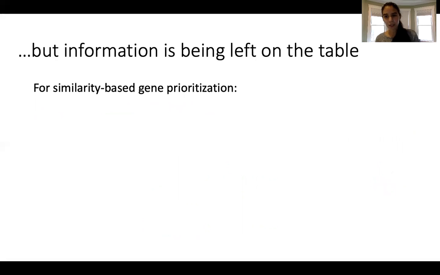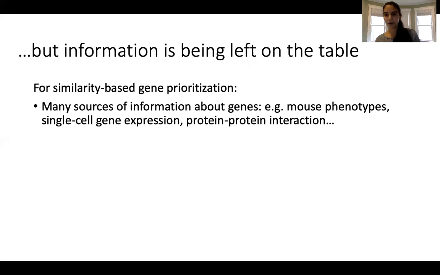Looking first just at similarity-based gene prioritization methods, there are a lot of different types of data about genes: mouse phenotype data, gene expression data, protein-protein interaction data. Genes have been characterized in a lot of different ways. We wanted to build a framework that was flexible enough that we could incorporate many different data modalities. And importantly, in the future, as new data and new types of data are generated, it would be able to incorporate them in as flexible a framework as possible.